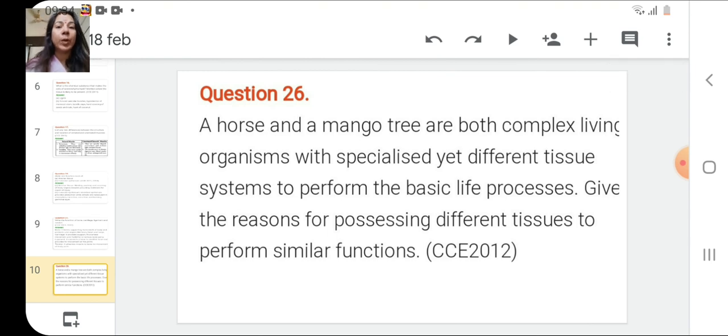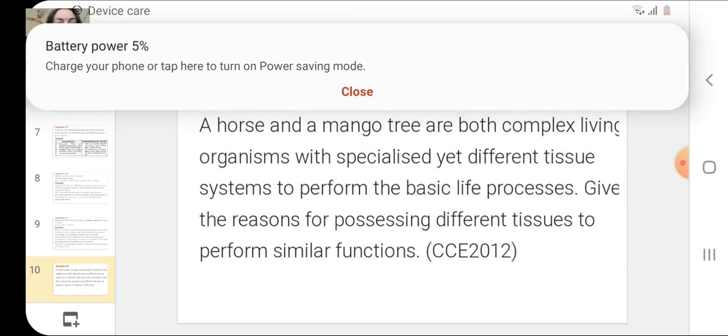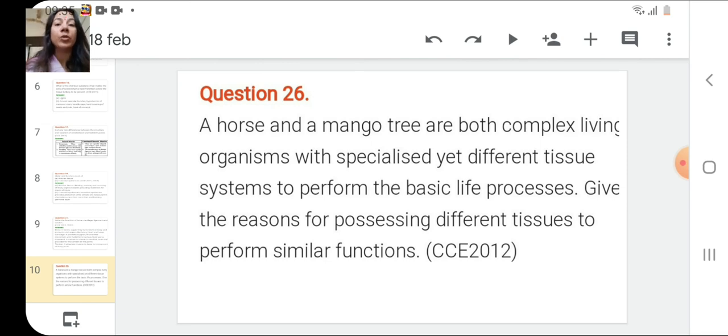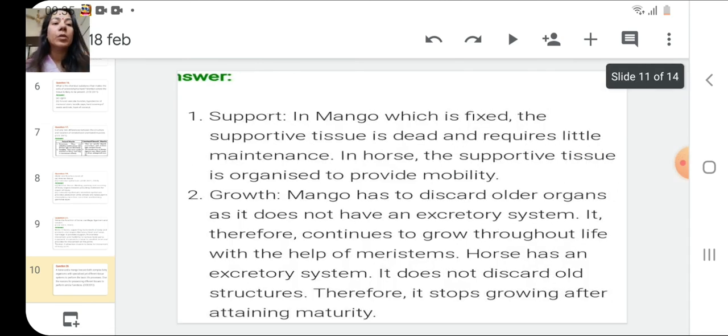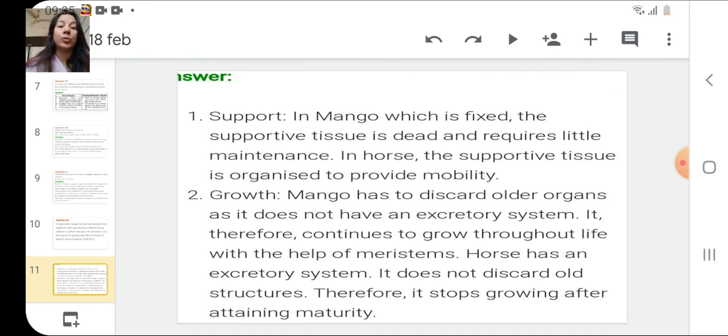Now the next question is quite lengthy, so please focus more on the question's language. The question says, a horse and a mango tree are both complex living organisms with specialized yet different tissue systems to perform the basic life processes. One is a tree and the other one is an animal, a complex active animal. So give the reasons for possessing different tissues to perform similar functions. You have to give an idea about what type of tissues they have which are going to be similar in both of these. So the answer to this question is support.